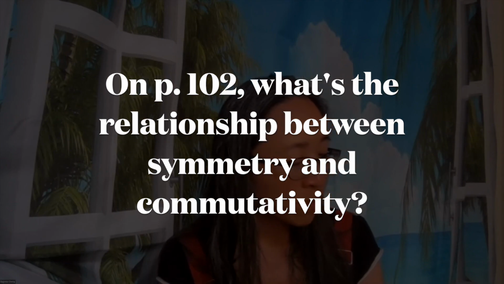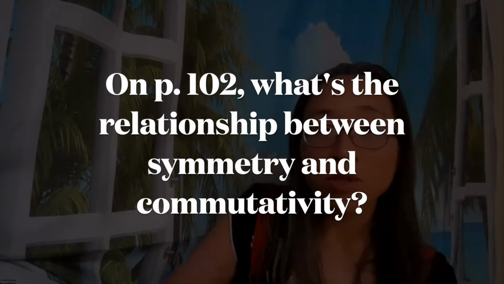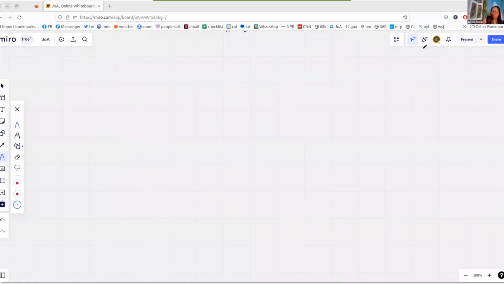Page 102. What's the relationship between symmetry and commutativity? So I'm going to get my whiteboard back again. Symmetry for relations means for all A and B in whatever set we're thinking of, A being related to B implies B is related to A.